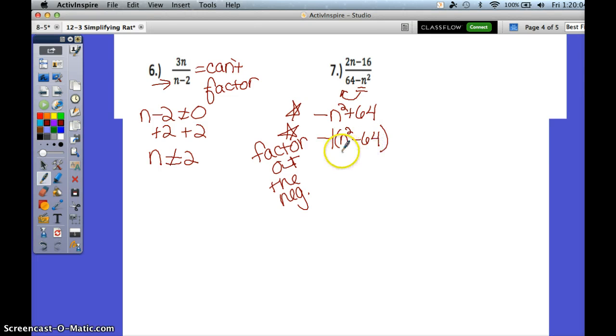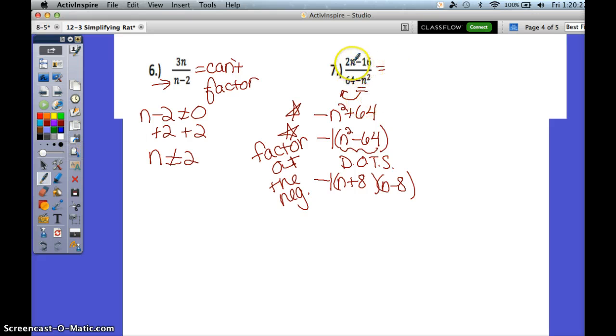But now we have a difference of 2 squares. A difference of 2 perfect squares. So you get negative 1. The square root of n squared is n. The square root of 64 is 8. So you get n plus 8 and n minus 8. So now we can continue working up top.